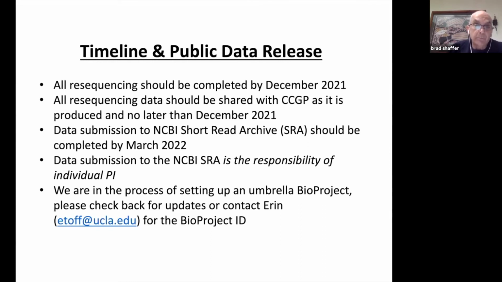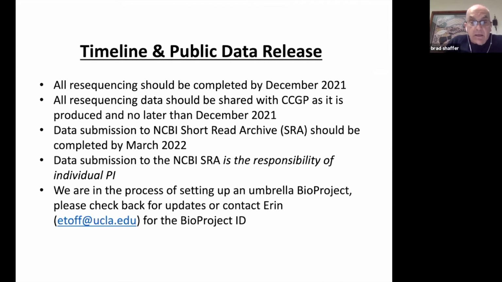A few thoughts on timelines. These might be optimistic, but I really hope not. Remember, this is a 3-year project. We're hoping we'll get a 1-year extension, and we're already 1.5 years into it. So our hope, that we're really shooting hard for, is that all the resequencing for all of those 18,000 genomes should be completed by the end of calendar 2021. All the resequencing data should be shared with the CCGP as it is produced, and therefore no later than the end of 2021.